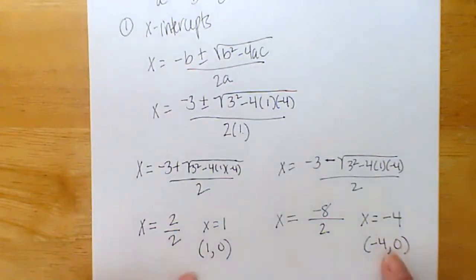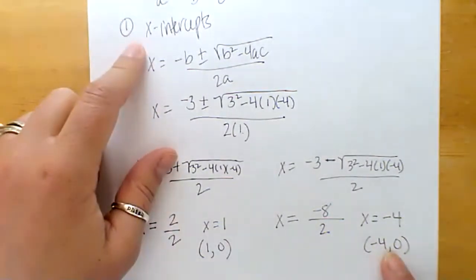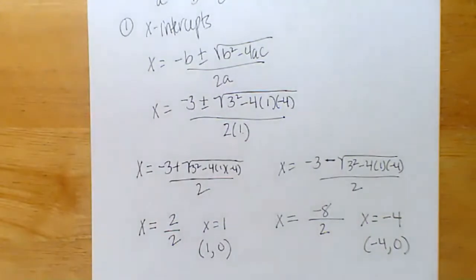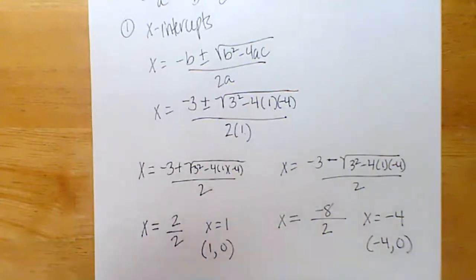So now we know where it's going to cross the x-axis. That was the first thing that we need to get. So in your table, why don't you go fill out x-intercept and fill out 1, 0 and negative 4, 0.